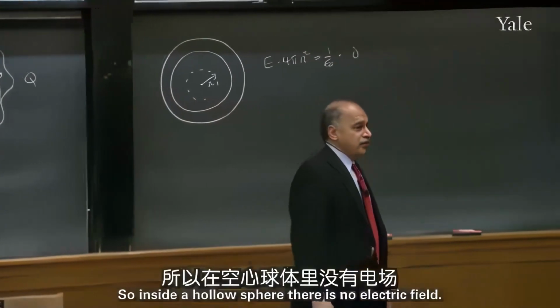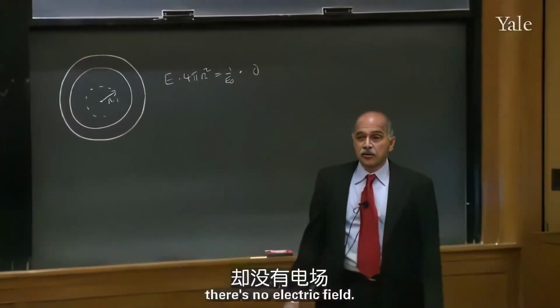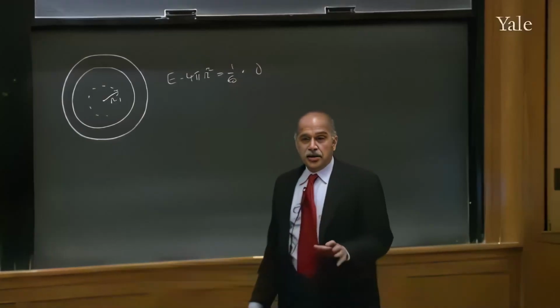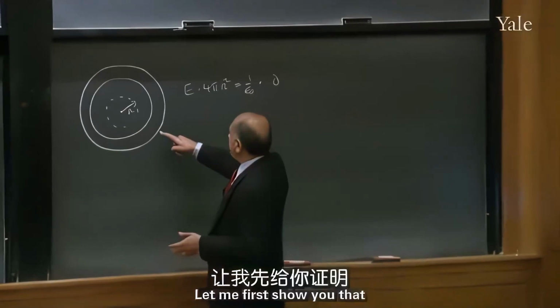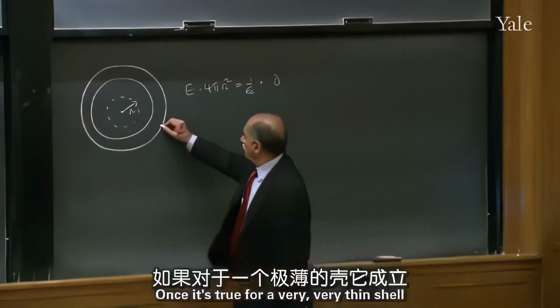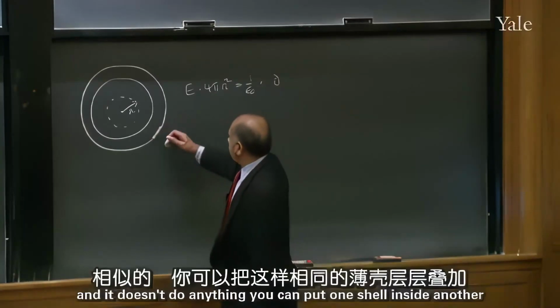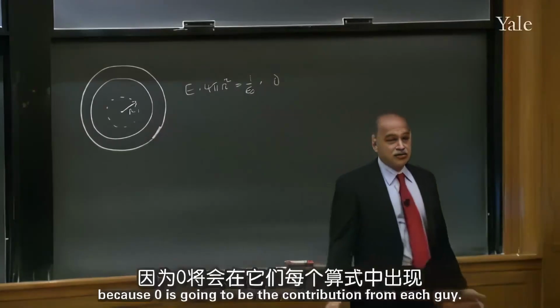So inside a hollow sphere, there is no electric field. Even though there's charge everywhere, there's no electric field. We can understand that in some cases, and other cases require a little more thought. So let me first show you that for a very, very thin shell, why that happens. Once it's true for a very, very thin shell, you can put one shell inside another and make it as thick as you like, because 0 is going to be the contribution from each guy.